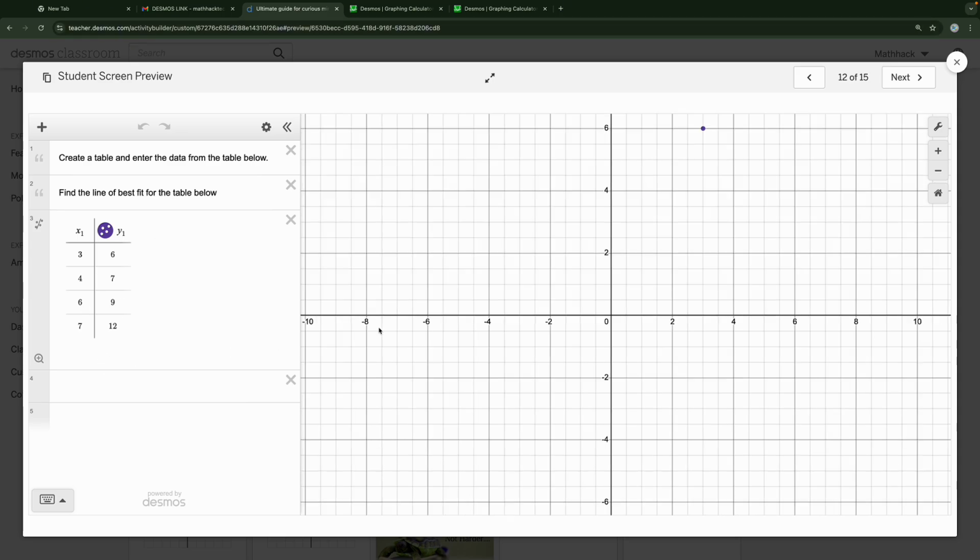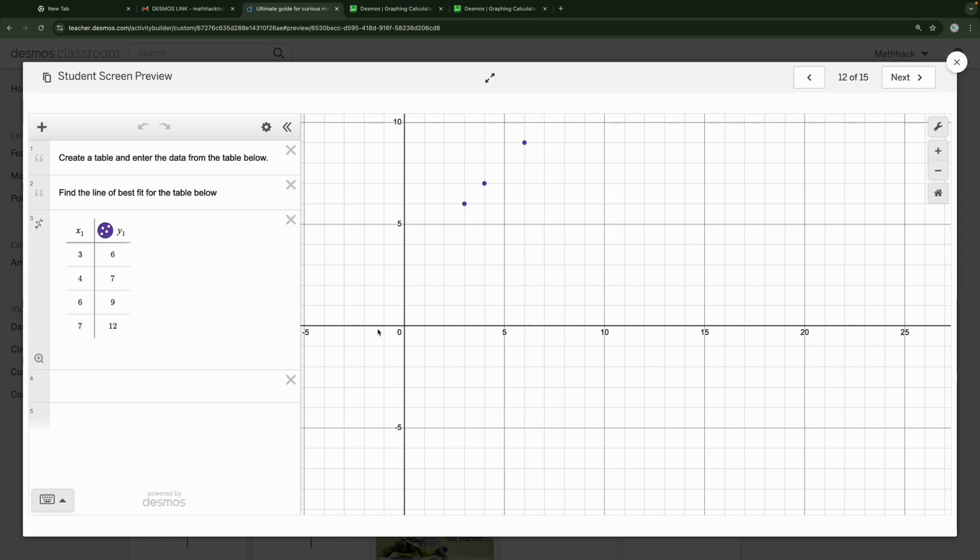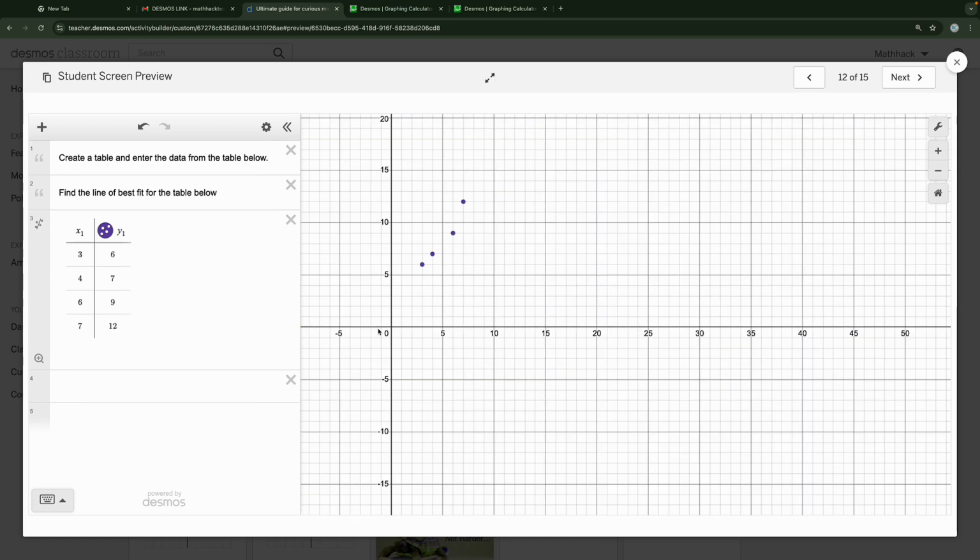Now you can see all the plot over here. You can see all the points, and the point is actually x and y forming a coordinate. So (3, 6) is a coordinate, (4, 7) is a coordinate, (6, 9) is a coordinate, or what we call a point, right? Good.